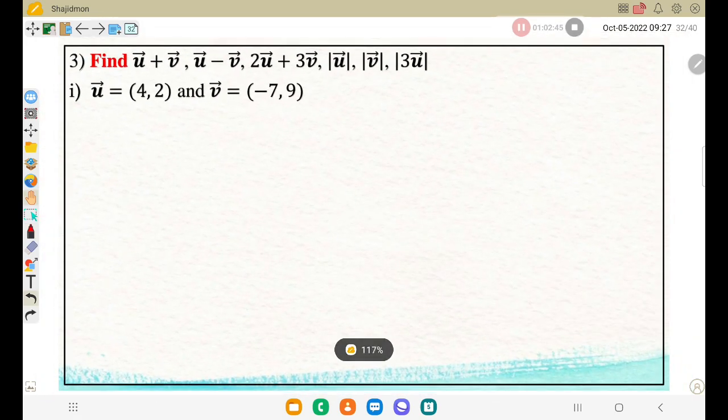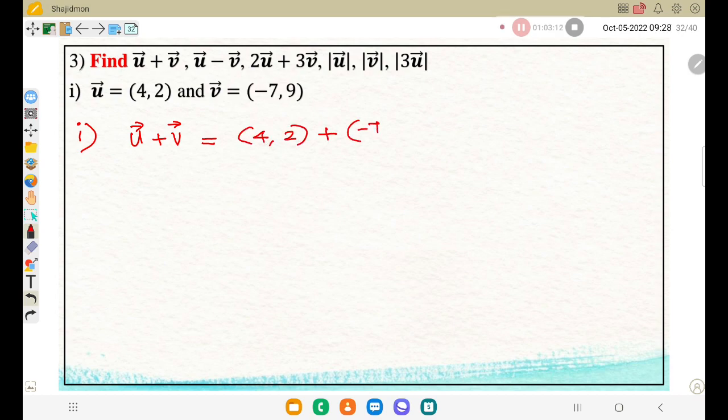Find u plus v, 2u minus v, 2u plus 3v, absolute v, absolute u, absolute 3u. Vector u is given and vector v is given. So we will do one by one. First part of the question: u plus v vector we need to calculate. What is vector u? 4, 2. Plus what is vector v? Minus 7, 9. You know how to add these two. X number: 4 plus minus 7, that means minus 3. Now 2 plus 9, that is 11.